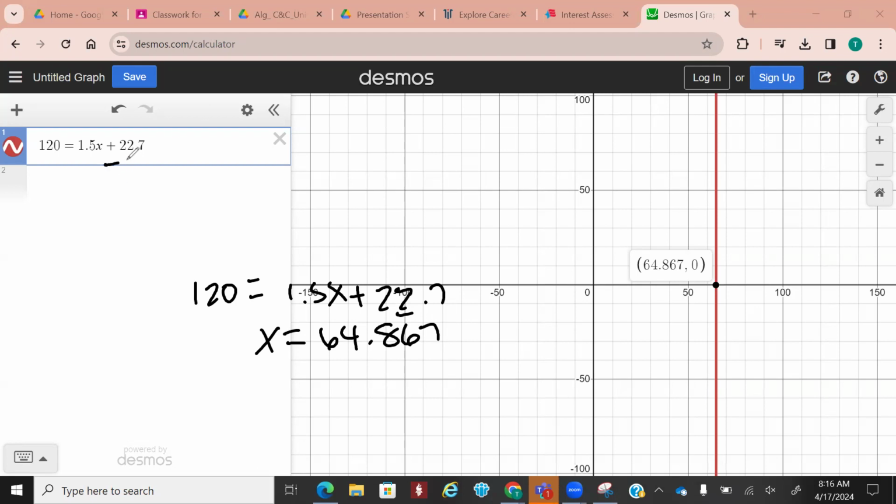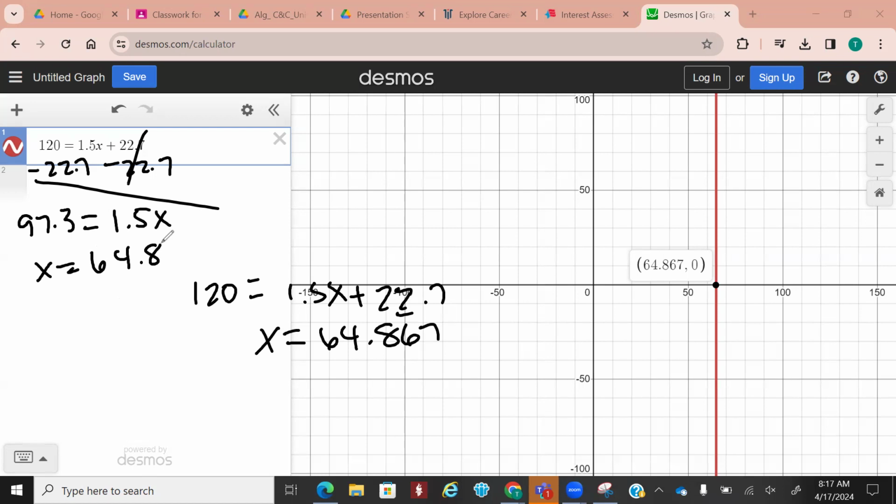Okay. Now what you can do is subtract 22.7, and then divide by 1.5. So you can sit there and solve this out by hand. That's going to give you 97.3. We're going to divide by 1.5. You get the exact same thing. Cool? Okay. Again, don't get those questions wrong.